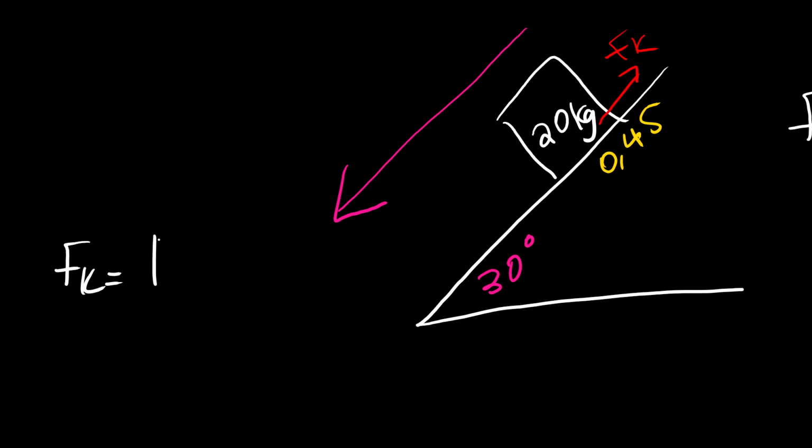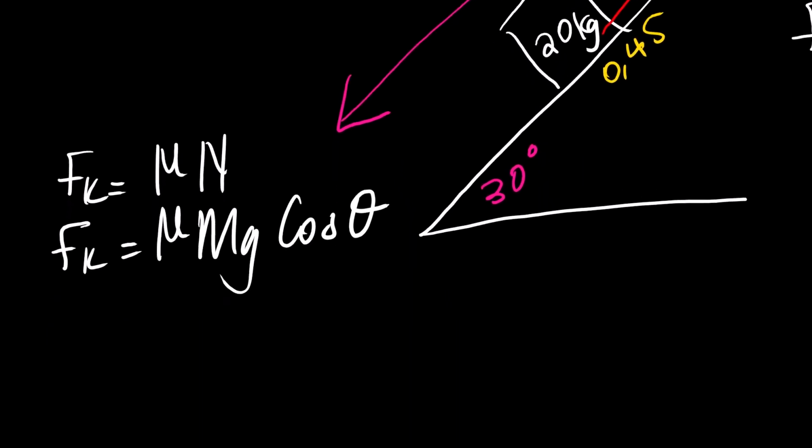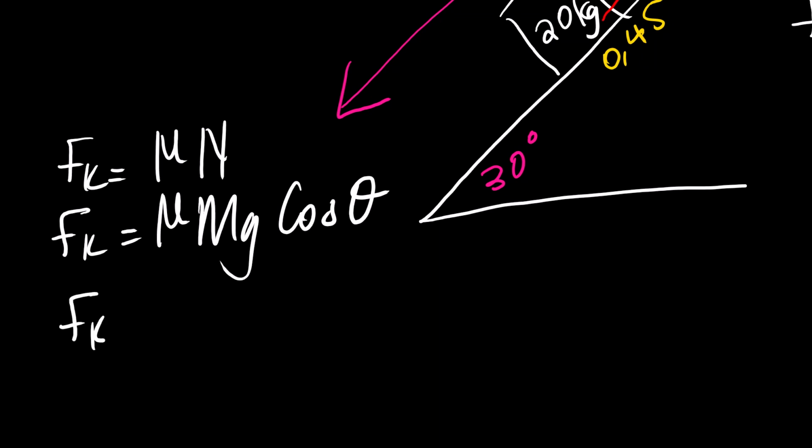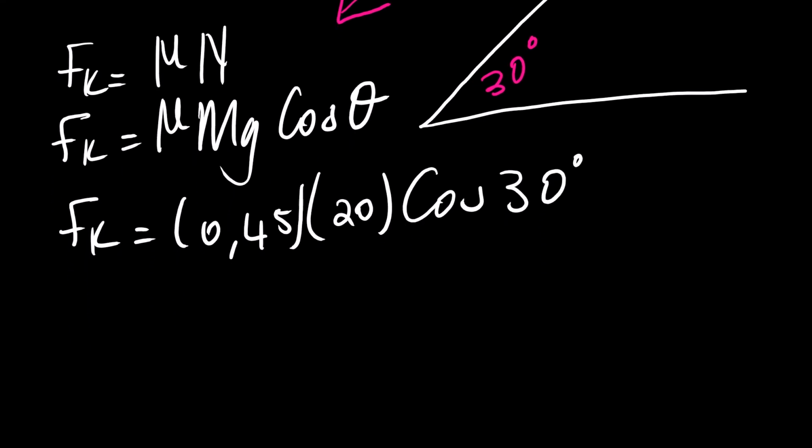So Fk is equal to coefficient multiplied by normal force. Fk is equal to coefficient multiplied by mg cos theta. Fk is equal to coefficient, which is 0.45. The mass is 20 kg, cos theta. And then the answer should give you 7.79 newtons.